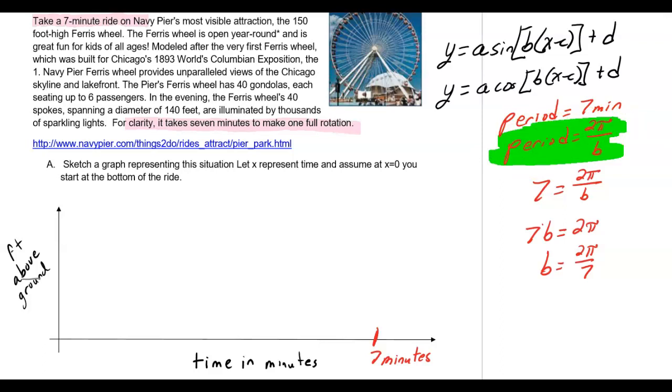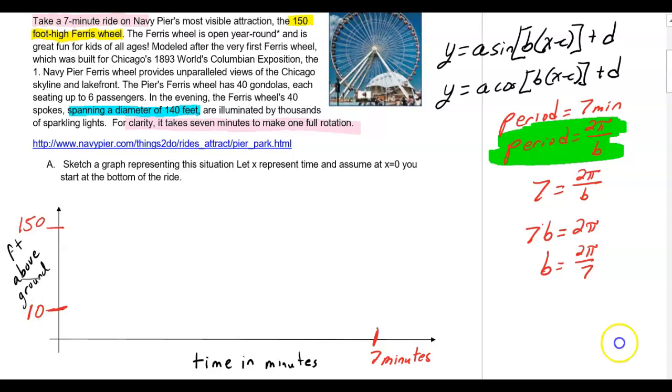Continuing to go back to the problem, it says that the ride is 150 feet high, so I know that is the maximum. Continuing to read, eventually you'll see that the diameter is 140 feet. That's going to help me find the minimum. Since you're at 150 feet and the diameter is 140 feet, if you subtract 150 minus 140, you will get the lowest point to be 10.